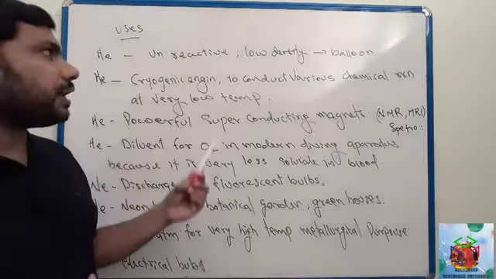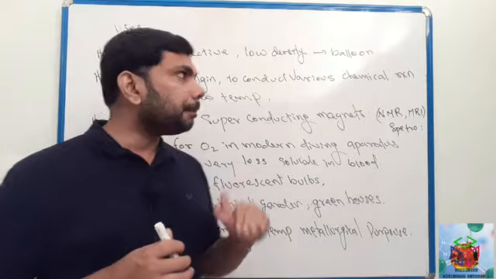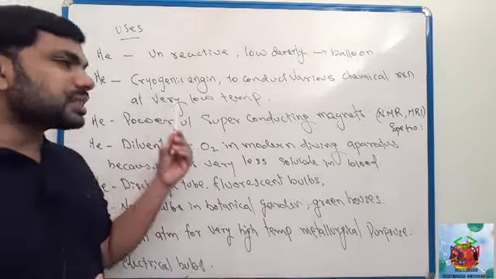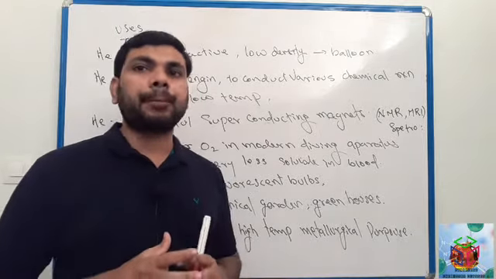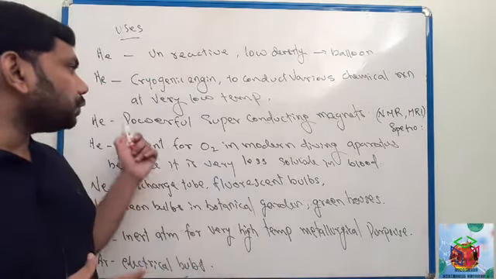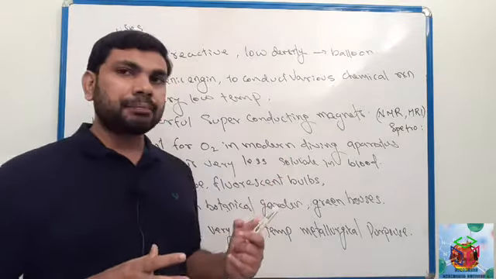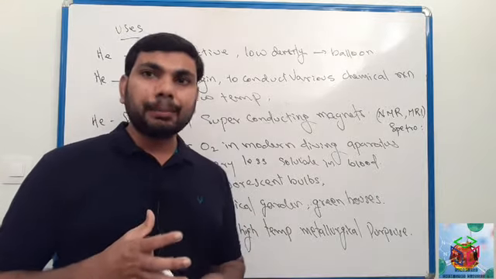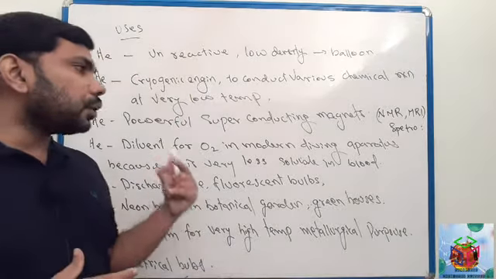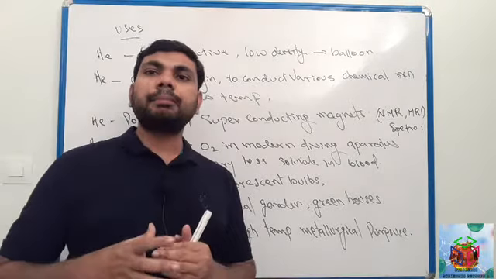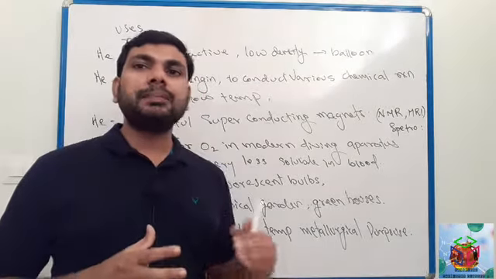Helium is very less reactive and it has very low density. That's why helium is used to fill balloons. Helium is used in cryogenic engines to carry out various chemical reactions at very low temperature. Also helium is used to make powerful superconducting magnets, used in NMR, MRI, spectrometers, etc. And in modern diving apparatus, helium is mixed with oxygen, because helium has very low solubility in blood.